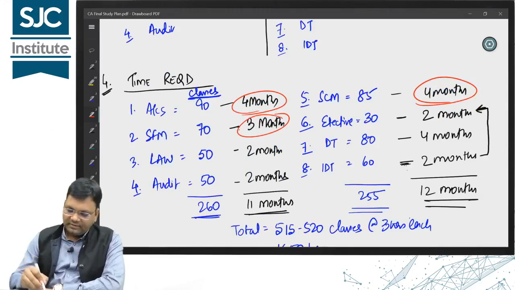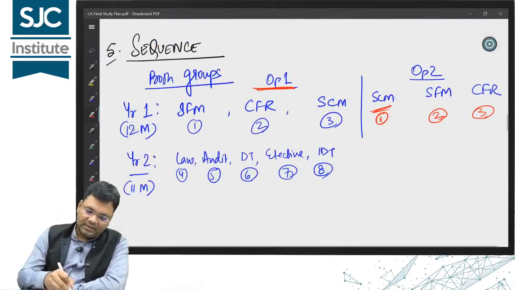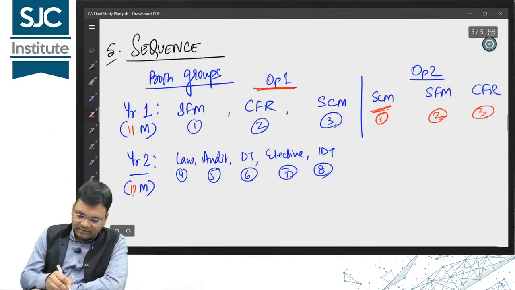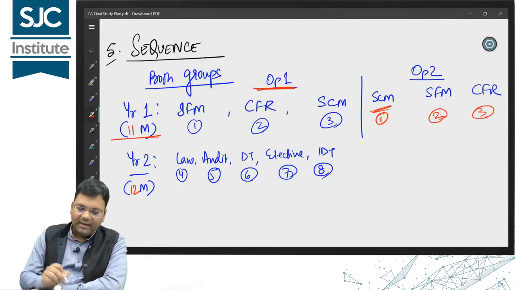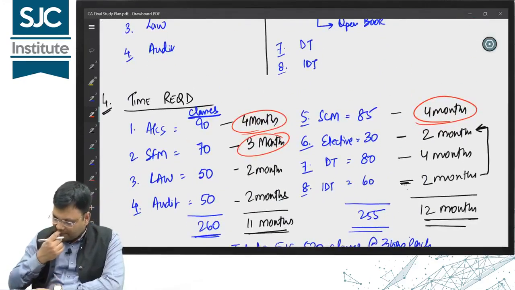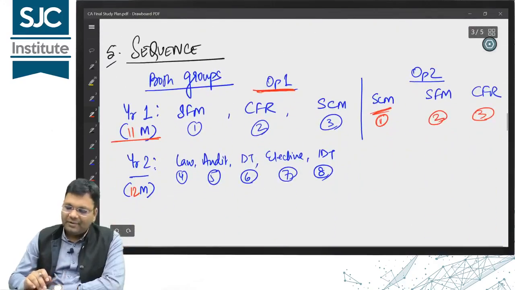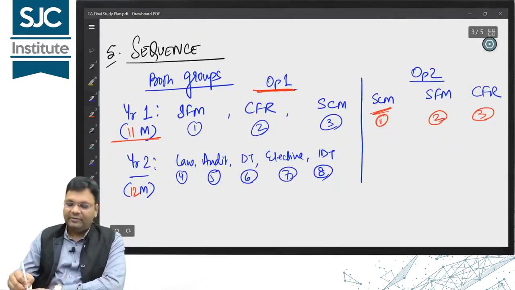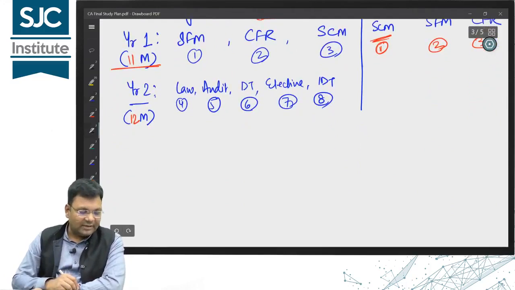So for accounts it is 4 months, for SFM 3 months, and for SCM 4 months. So 4, 3, 4 is 11 months. So study for 11 months, take 1 month recess or 1 month buffer time, and then study for the next 12 months. Alright, so 4, 3, 4, that is 11, is the first year, and the rest, 2, 4, 2, 6, 4, that is 10, and 2, that is 12, is your second year. So this planning is most apt for students like you, and if you are anyhow planning to give only group 1 and group 2, then this needs to be changed, and for that you have to discuss personally.